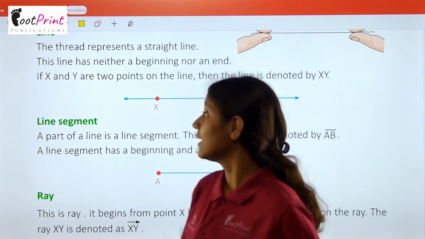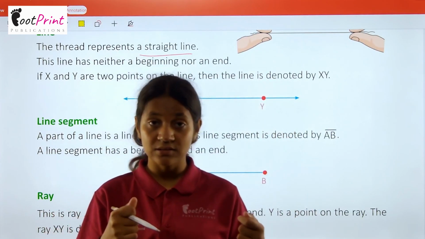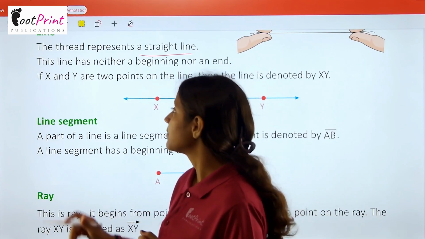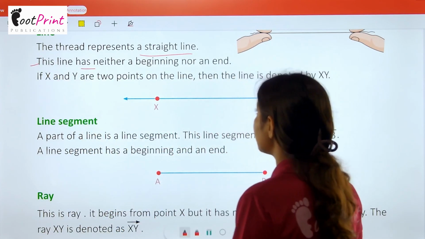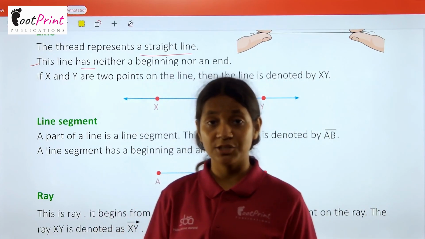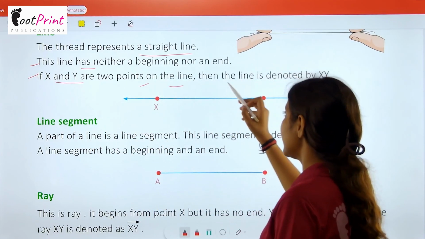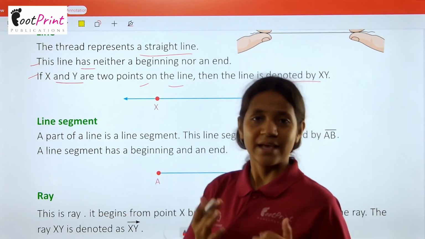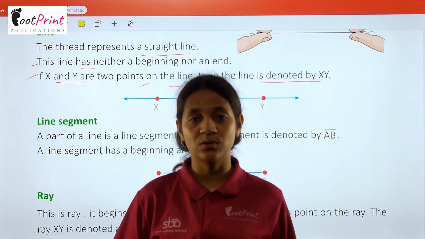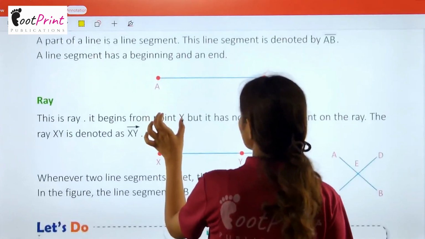Now what is a line? The thread representing a straight line. So when we are holding a thread and we are stretching it, it is representing a line basically. This line has neither a beginning nor an end. इस line की starting नहीं होती है और ending भी नहीं होती है. If x and y are 2 points on the line, then the line is denoted by xy. अगर x and y दो point हैं एक line में, so हम उस line को name देंगे xy.